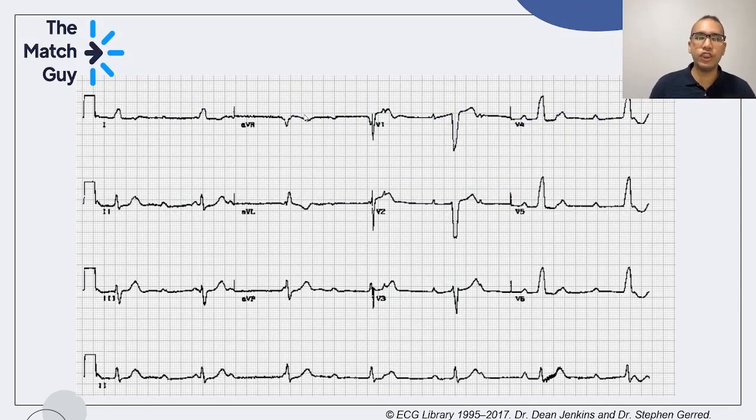Now, what about this ECG? What do you notice? Look closely at the P waves and the QRS complexes. What is the relation between them?